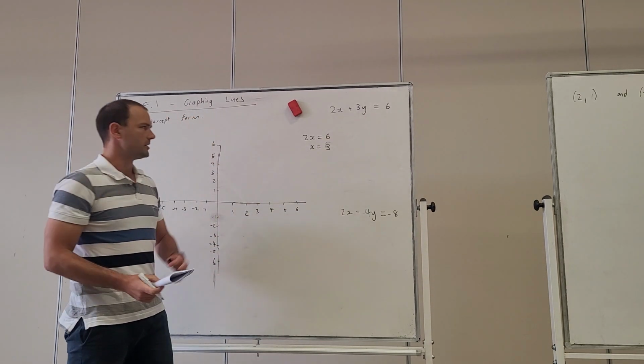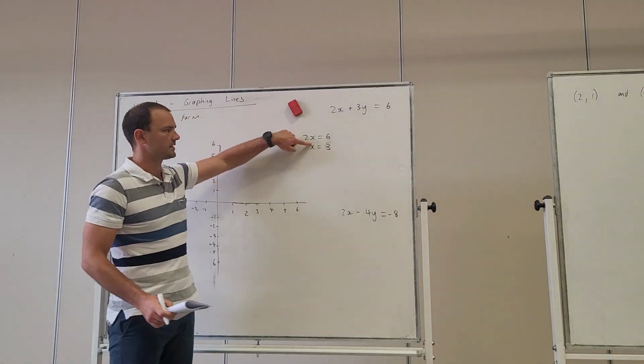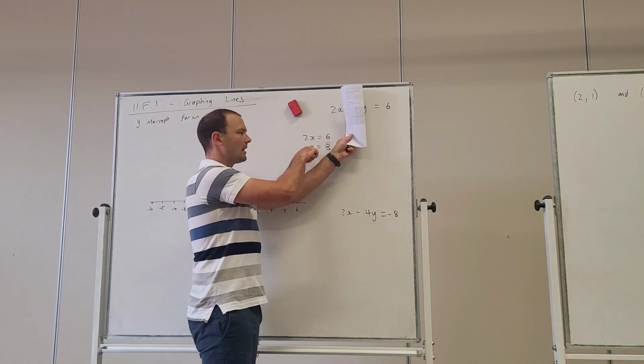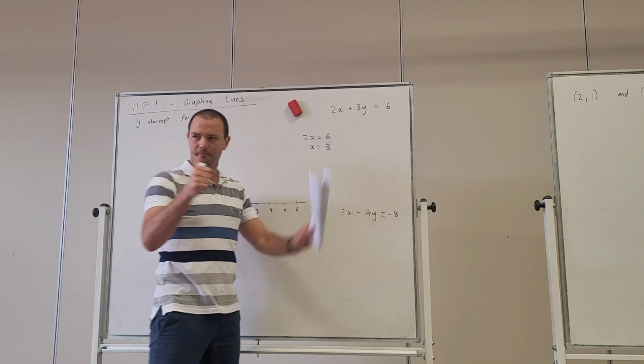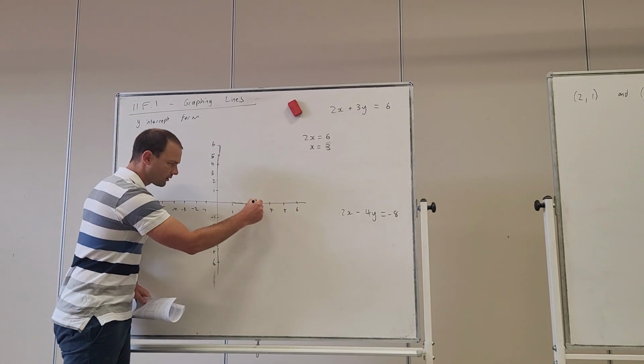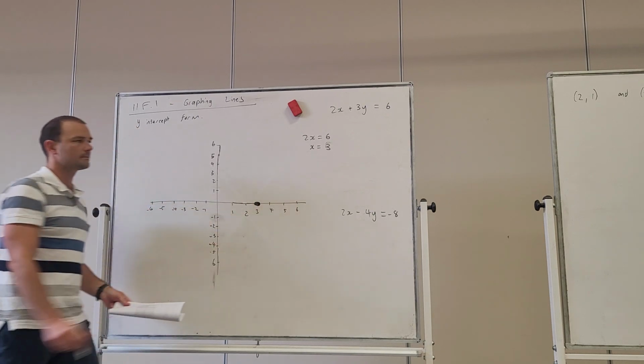Alright? We divide both sides by 2, or you can just see it by intuition. So when y is 0, the value of x is 3. That means the x-intercept is 3. That's where it crosses the x-axis.